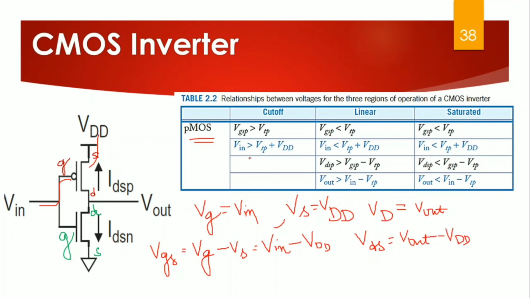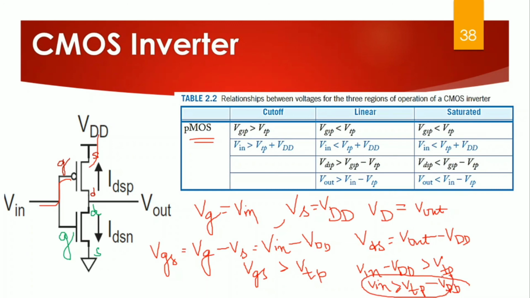If I say VGS greater than VTP, what is VGS? It is Vin minus VDD greater than VTP. If I rearrange this term, you will get Vin greater than VTP plus VDD. So the same expression is given here, right? So similarly, you have to derive the other expressions.